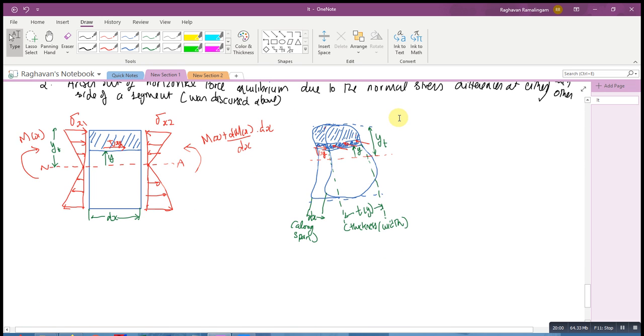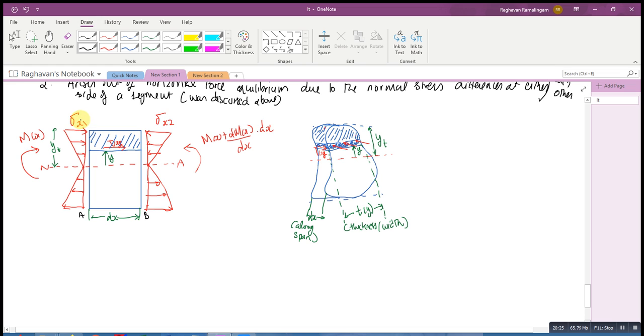Now look at this cross section of the beam. Okay, so look at one cross section of the beam, separated by a distance dx. So I've taken a certain strip near the top. That strip is located at y from the distance from the neutral axis, and this is the distance to the top fiber.